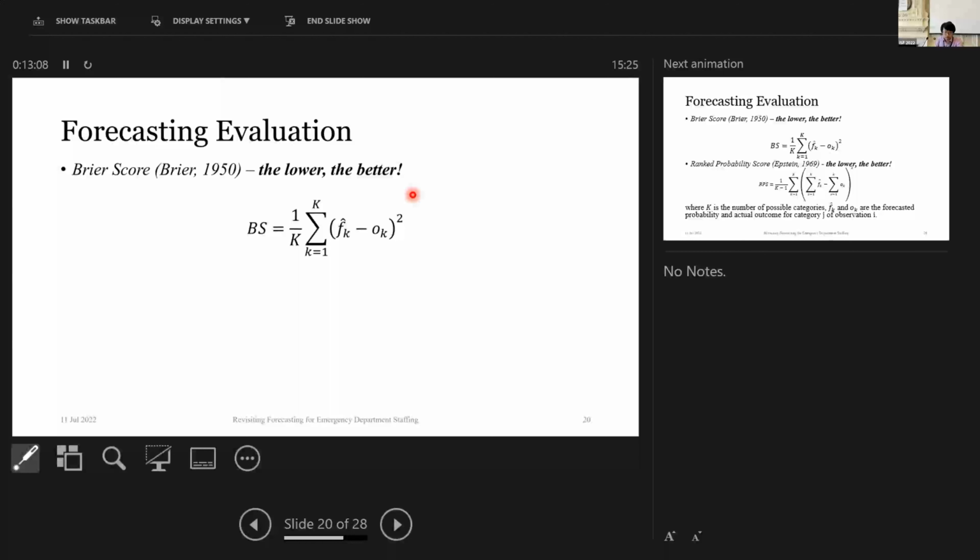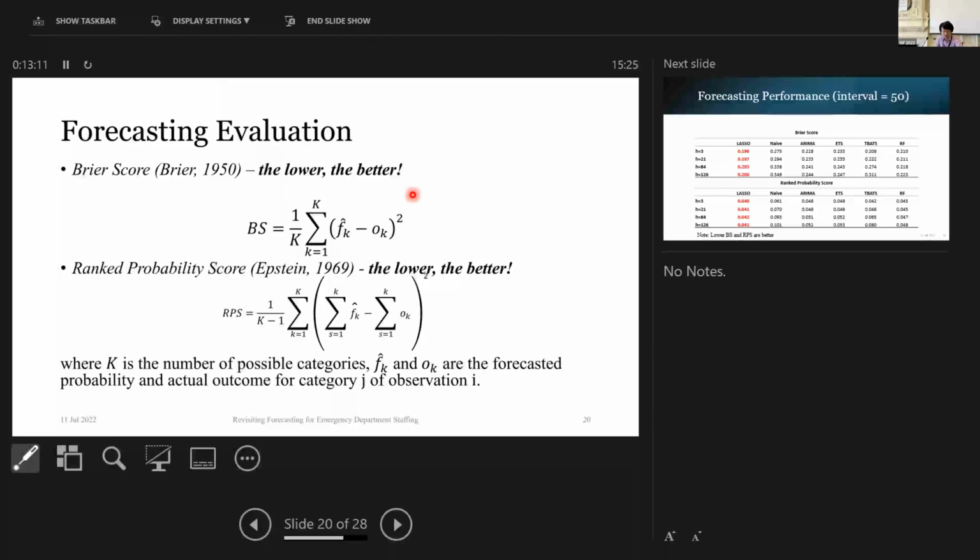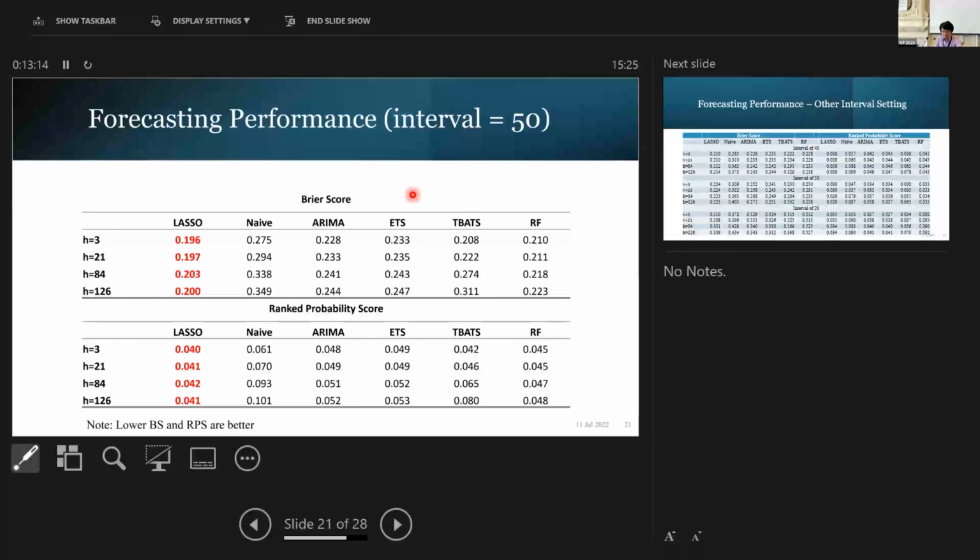I'm going to use the Brier score and the ranked probability score, RPS. So those are the results. As you can see, I have different forecasting horizons here. Those are in terms of number of shifts. So H equal to 3 means 1 day ahead, 21 shifts means 1 week ahead, etc. So Lasso obviously has the lowest BS score and RPS, which indicates it has fantastic forecasting performance compared to the benchmarks.